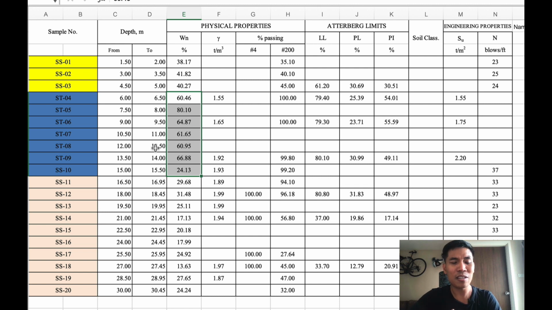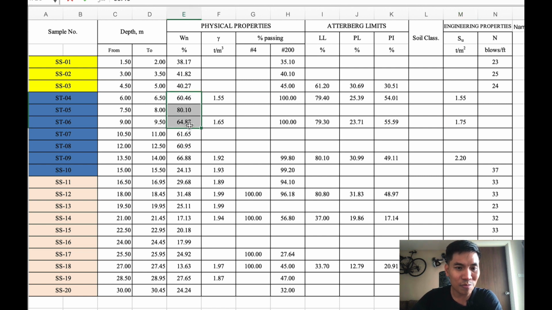So if I have the results of the ST, I will start with the water content. Actually, you can start with the SU also, but you can see it's around here. SU is not tested for every sample. Some sample tests are missing, so I start with water content first.